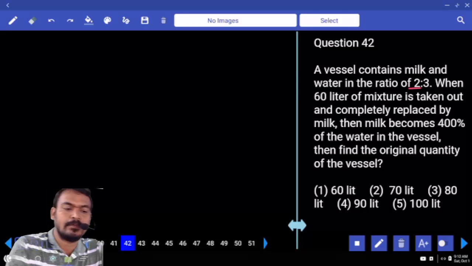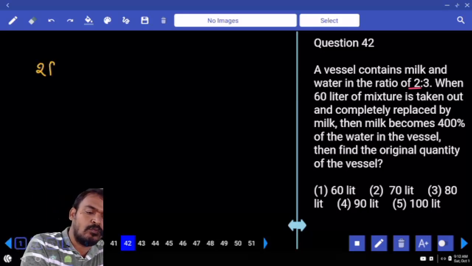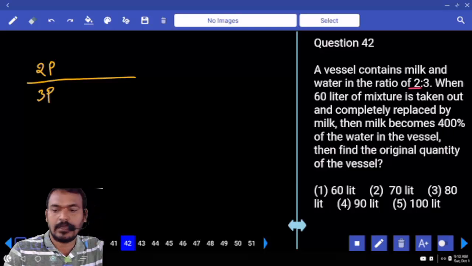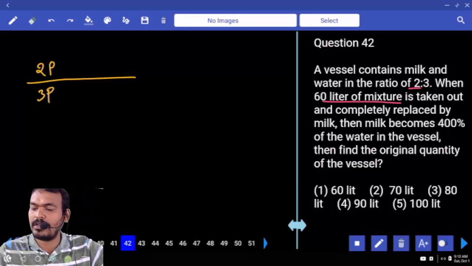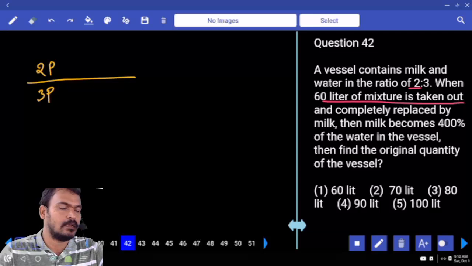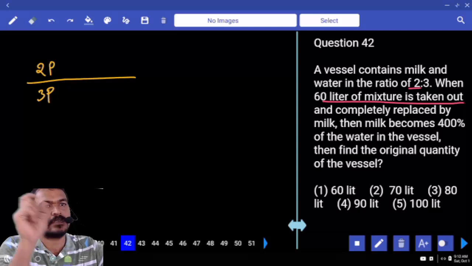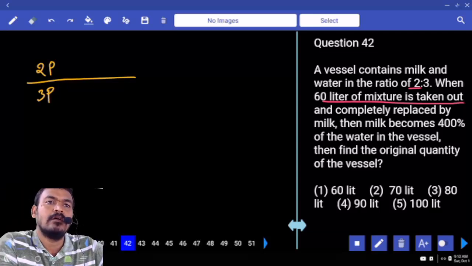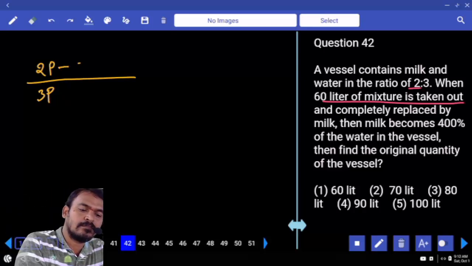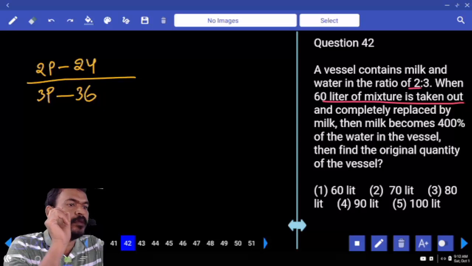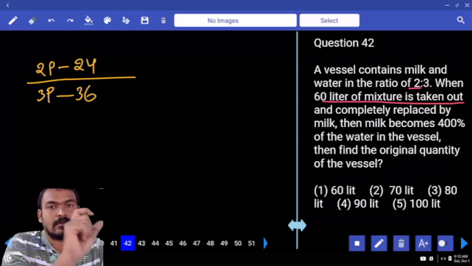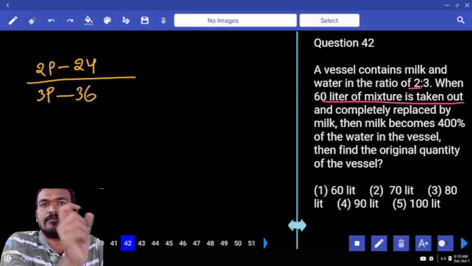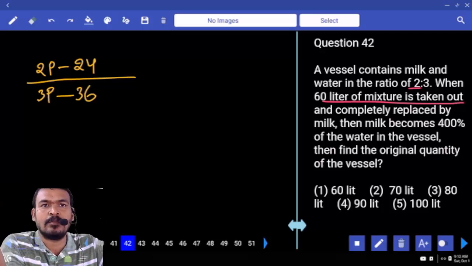Initially milk is 2 parts, water 3 parts. Total how many parts? 5 parts. Out of the 5 parts, 60 liters are taken. Means 5 parts is 60 liters, or not? Then 1 part is 12 liters, 2 parts is 24, 3 parts is 36. Means out of 2 parts, 24 liters are removed, and out of 3 parts, 36 liters are removed, or not?